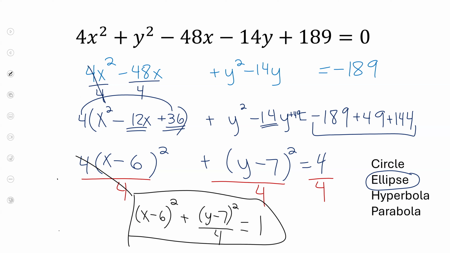If you wanted to graph it, it's at 6, 7. So I'll say it's about right here. This is a 1, so you would go left and right 1. This is a 4, so the square root of 4 is 2. Your graph would look something like that. That is an ellipse. All right, let's try another one.